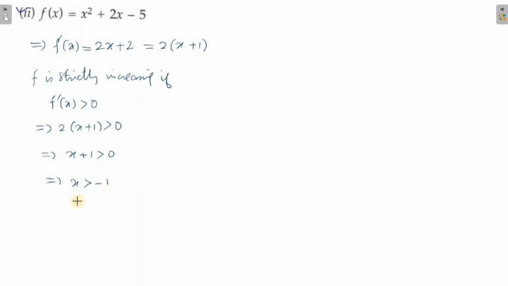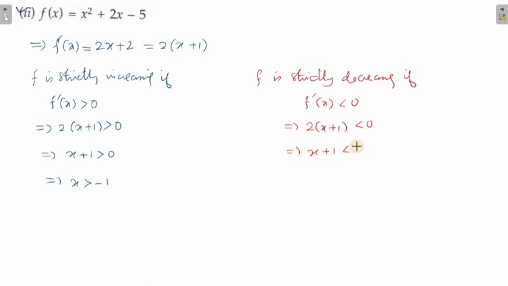Now similarly, let me do the other part also. f is strictly decreasing if f dash of x is less than 0. So it means that 2 into x plus 1 is less than 0. That is, x plus 1 is less than 0, or x is less than minus 1.